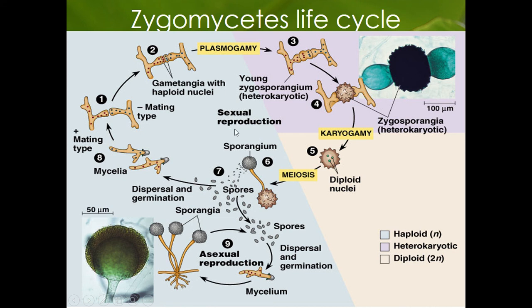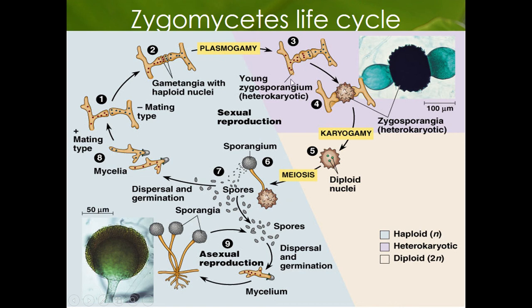Sexual reproduction occurs when two different types of hyphae, which are the positive and negative types, are very close together. Once they're close together, they will form hormones known as pheromones, and they will produce a gametangia. This gametangia later will cause plasmogamy to occur. Plasmogamy is the fusion of the cytoplasm.